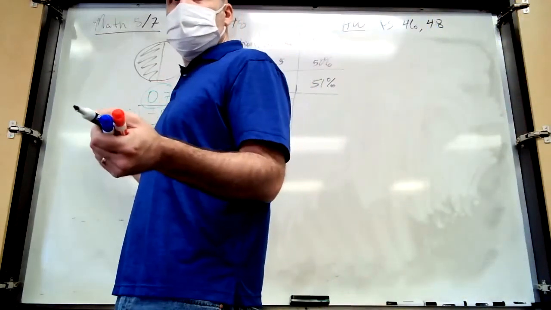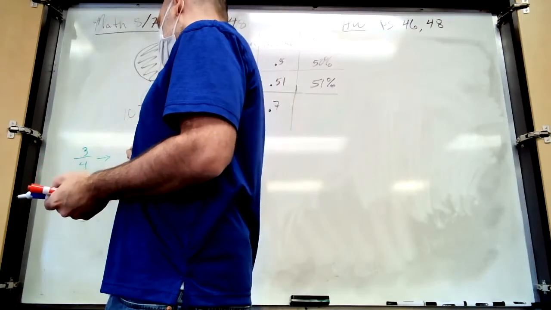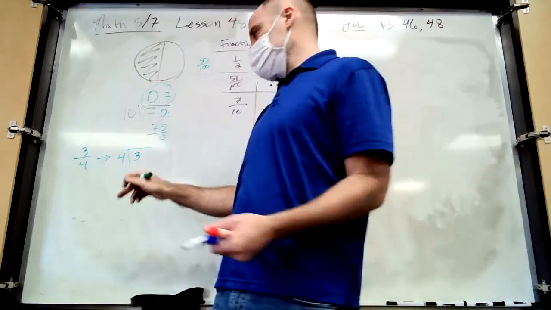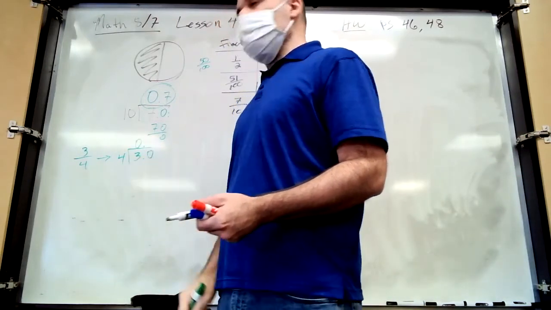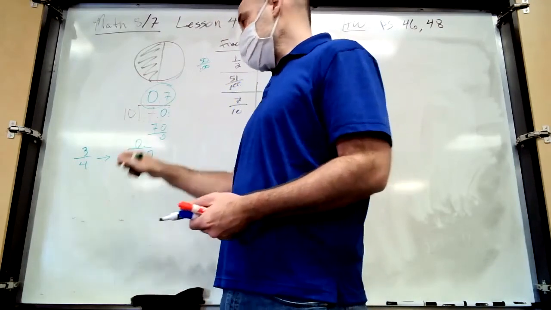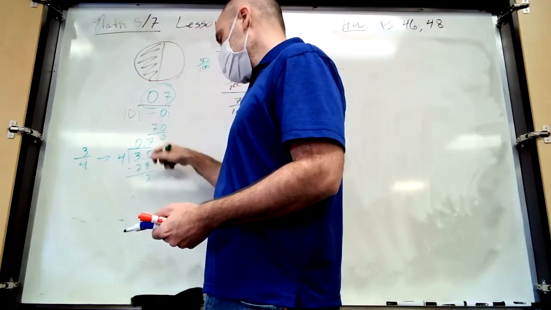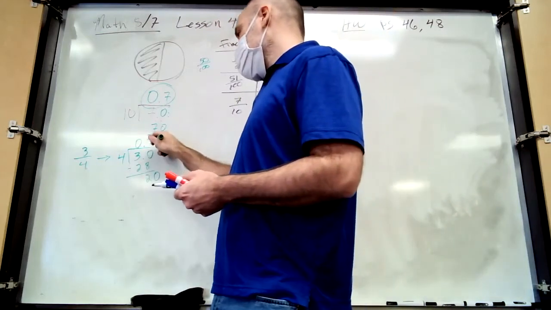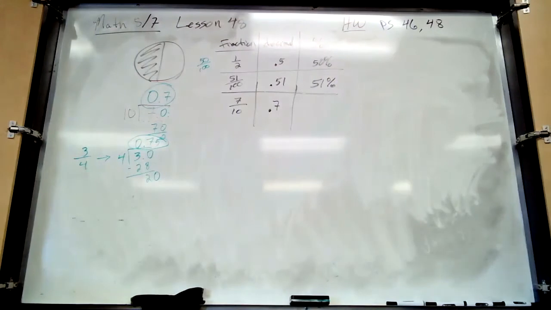0.75. Let's see if this works with 3/4. 3/4 is 3 divided by 4. How many times does 4 go into 3? 0. Well, we knew that. How many times does 4 go into 30? 7 times. 7 times 4 is 28. Subtract. Bring down another 0. How many times does 4 go into 20? 5 times. Look at that. It works. Every time it works.